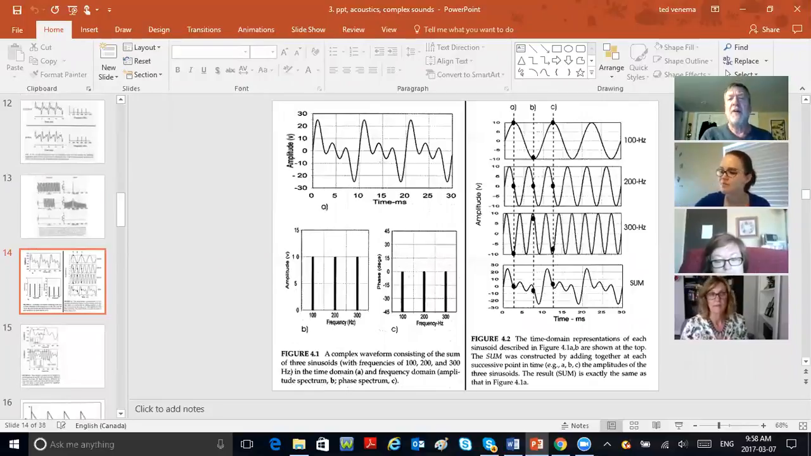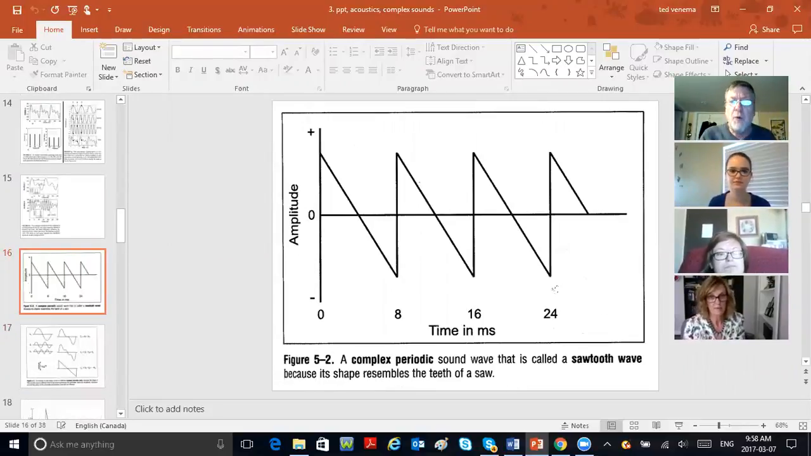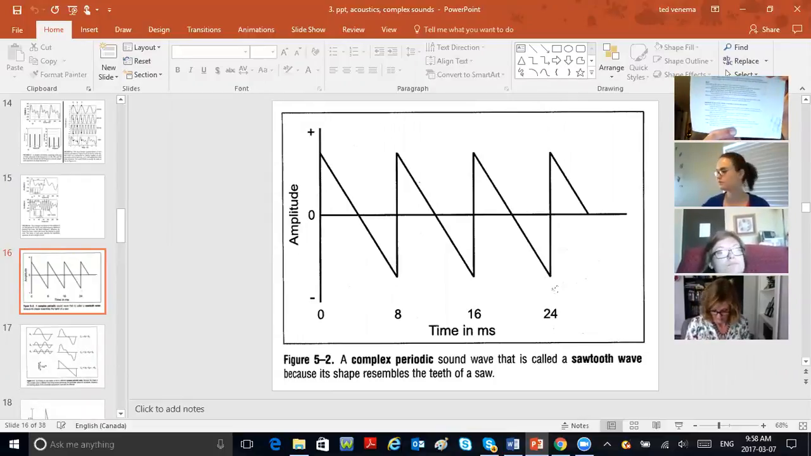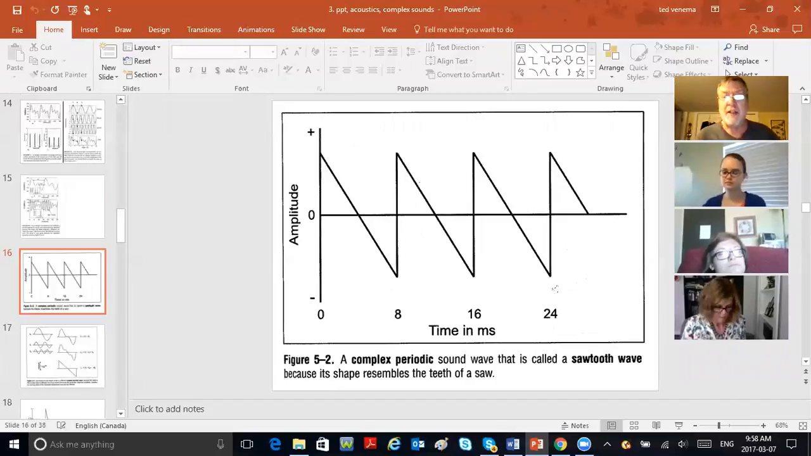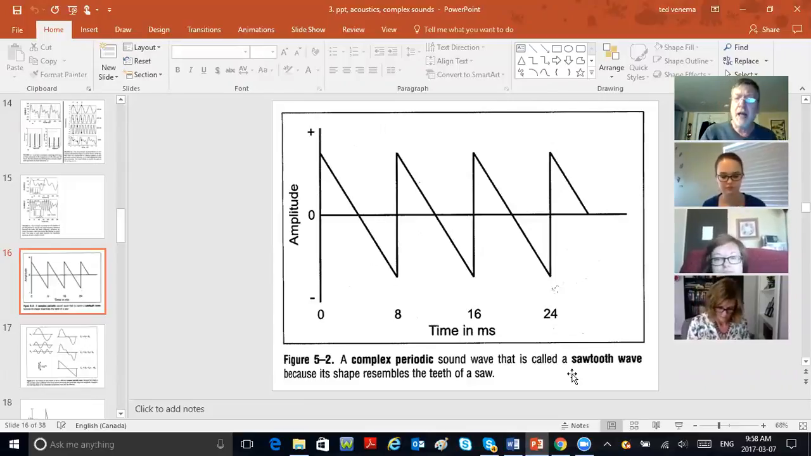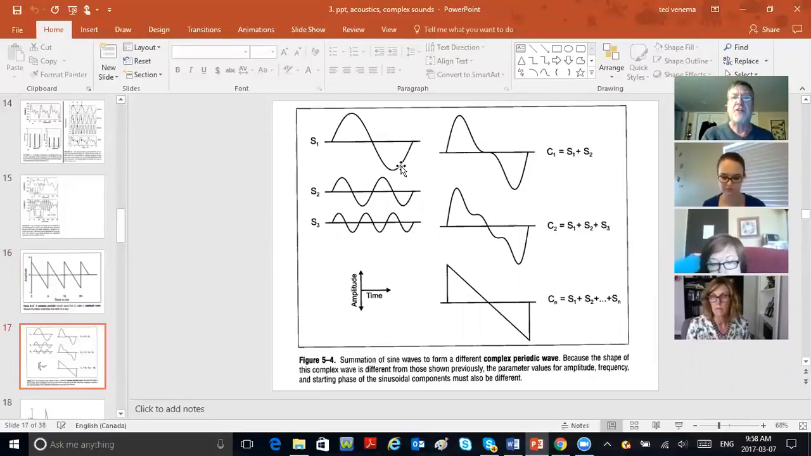Anyway, so now we looked at this. Let us find here we go. Bottom of page 2. Here's some weird-looking waves. Here's a complex periodic wave that's called a sawtooth wave because its shape looks like the teeth of a saw. And how did they build that wave? Here's how they did it. They took this big wave and they added this wave and they added this wave.